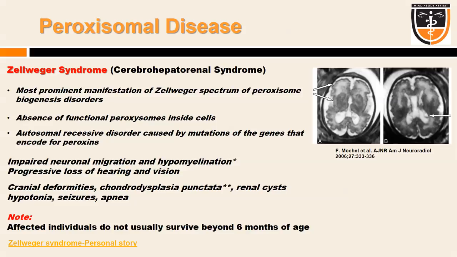They will develop cranial deformities, problems with hearing and vision. They will develop chondrodysplasia punctata, which means that certain portions of their bones will turn into cartilage. Okay? And they will develop cysts in their kidneys, apnea, they will have problems with breathing. And sadly, individuals diagnosed with this disorder usually don't live beyond the age of 6 months.